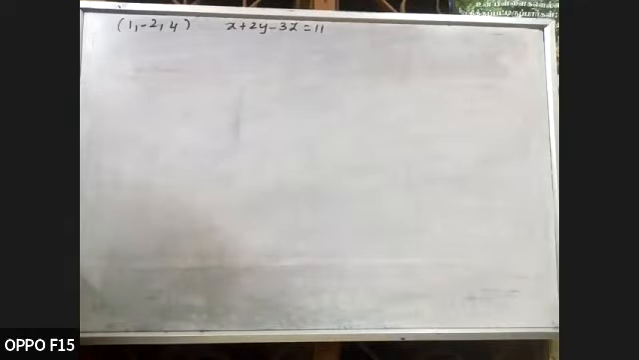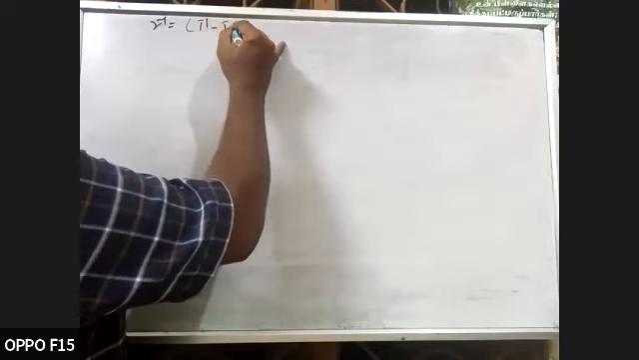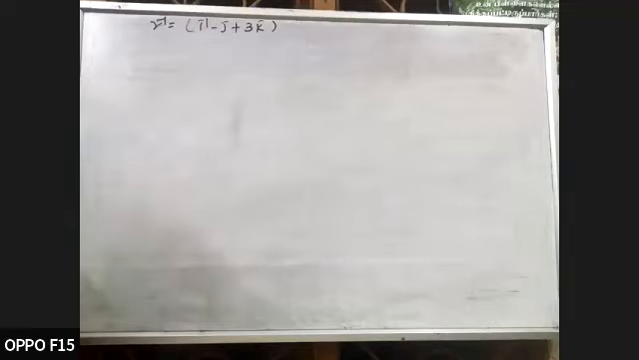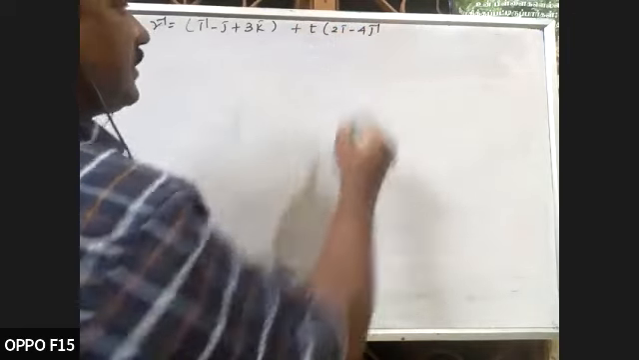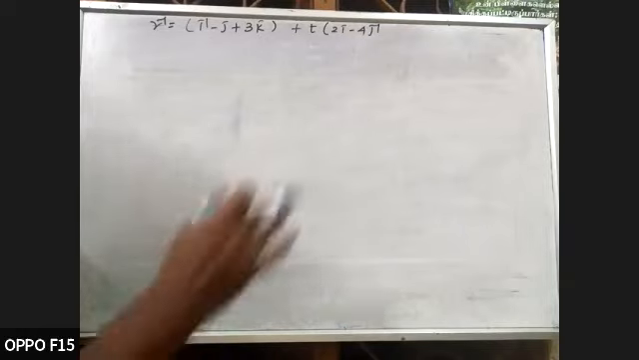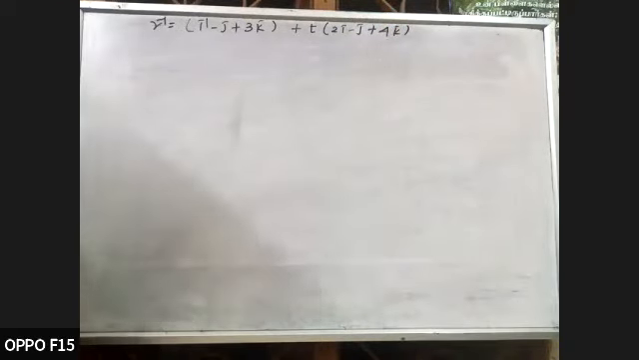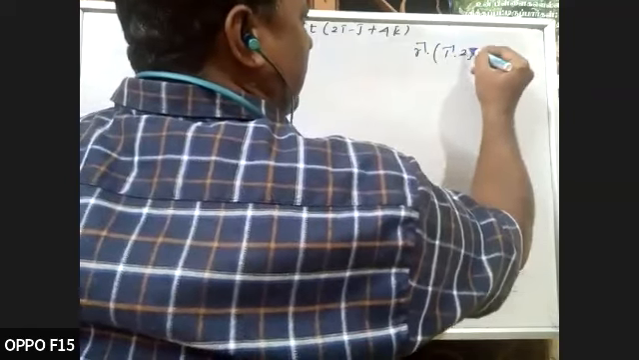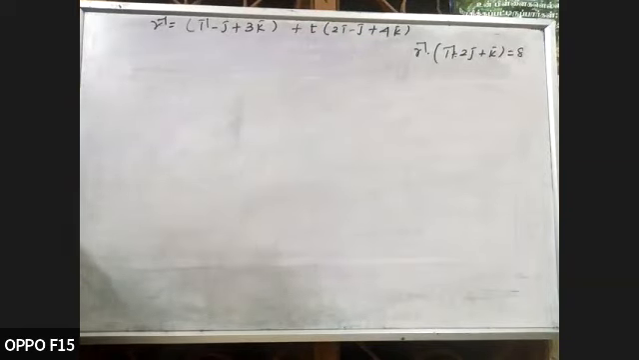Sorry, once again. Find the vector and Cartesian equation of the plane containing the line r vector equals i vector minus j vector plus 3k vector plus t into 2i minus j plus 4k vector, and perpendicular to the plane r vector dot i vector plus 2j vector plus k vector equals 8.